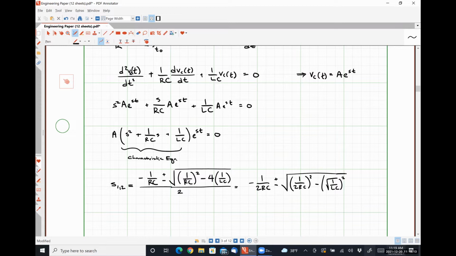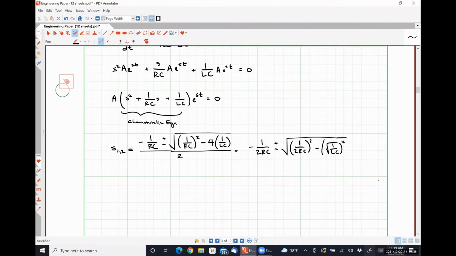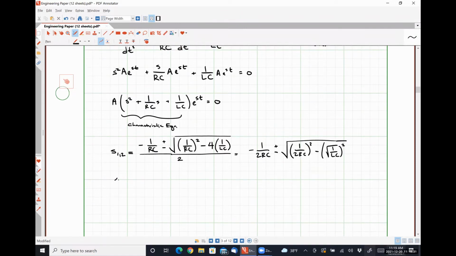In electrical engineering, this factor of 1 over 2RC has a special name, and this factor of the square root of 1 over LC also has a special name, okay? So we're going to define alpha to be 1 over twice RC for our parallel RLC circuits, okay? Alpha is what's called the Neper frequency.